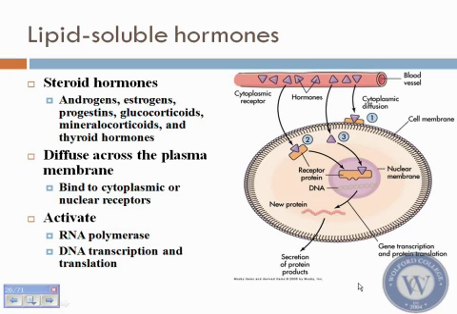Now, one thing that I want you to take away from this discussion is that lipid-soluble hormones are much more powerful. They can have significant effects diffusely throughout the body, and they have effects at the DNA level that are very rapid. It diffuses across the plasma membrane and binds to cytoplasmic or nuclear receptors, eventually leading to activation of RNA polymerase, which then helps in transcription and translation also taking place.